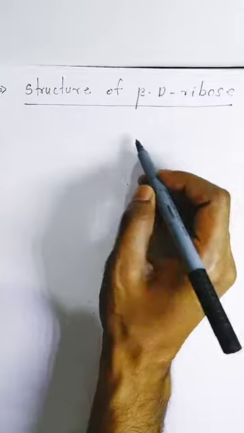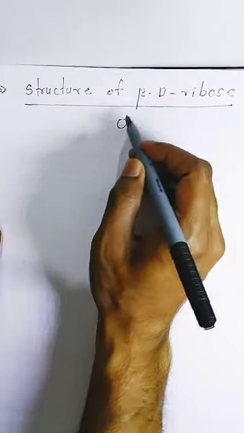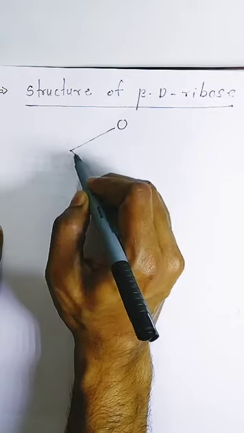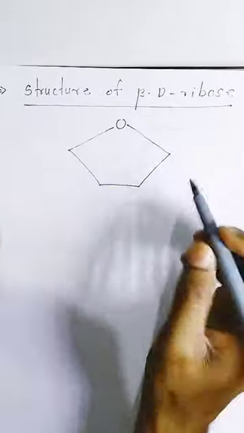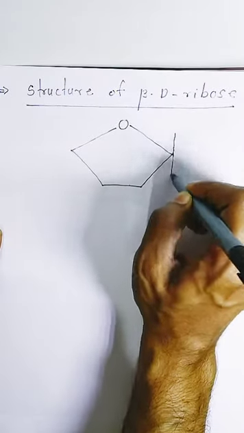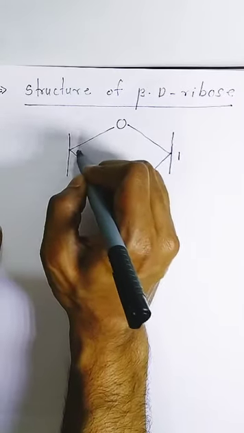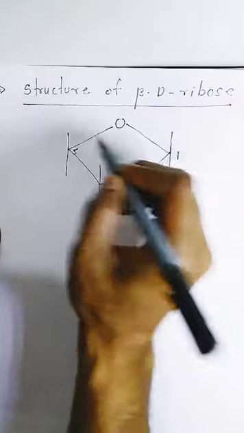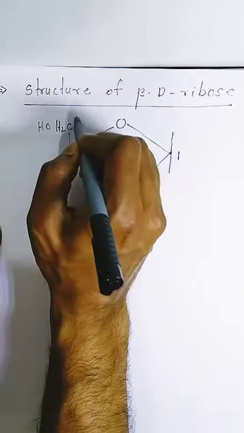I will write, students, here to write down the structure of beta D ribose. First form the ring like this, furan ring. The carbon is tetrahedral structure, students, so this is the first carbon, second carbon, third carbon, fourth carbon will be here, and fifth carbon CH2OH will be here. This is the fifth carbon.